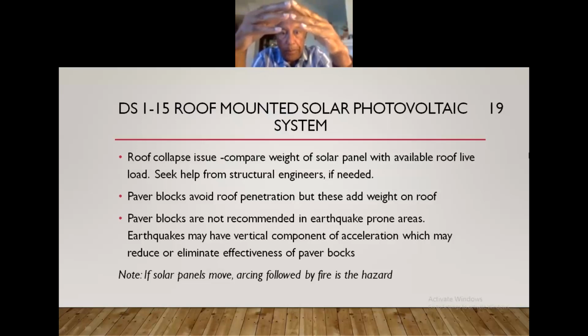Also, paver blocks are not recommended in earthquake-prone areas because every earthquake in a subduction zone at the tectonic plate level has a component of acceleration that is vertical. And as you know, the vertical acceleration will have the effect of lowering the weight of the paver blocks in a shaking situation, and solar panels may move. We want to prevent the solar panels from moving because that will cause the electrical cables that connect them, some of which run at 600 volts DC, to break and cause arcing and ignite the roof. This is a hazard, collapse and possible fire, that we need to be very aware of. Go to the next one, please.